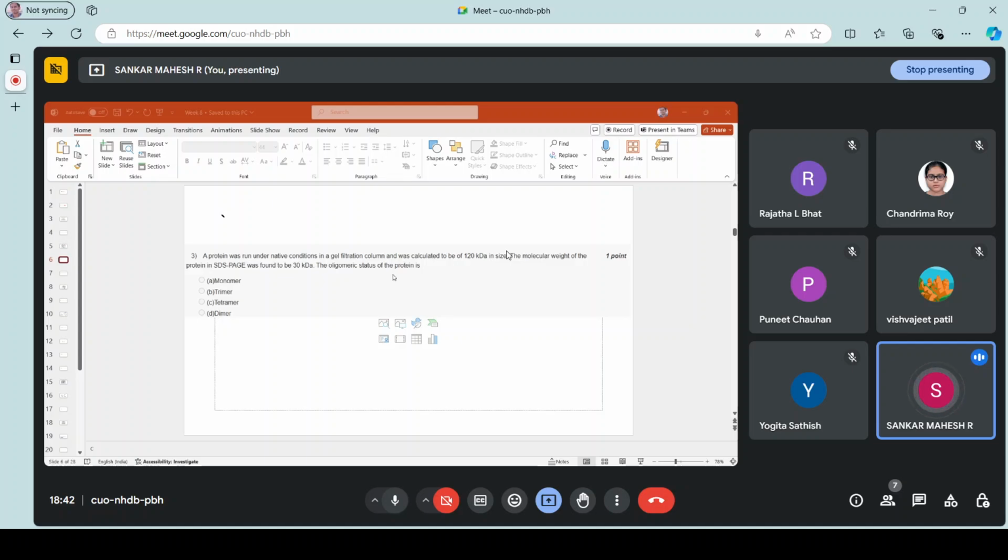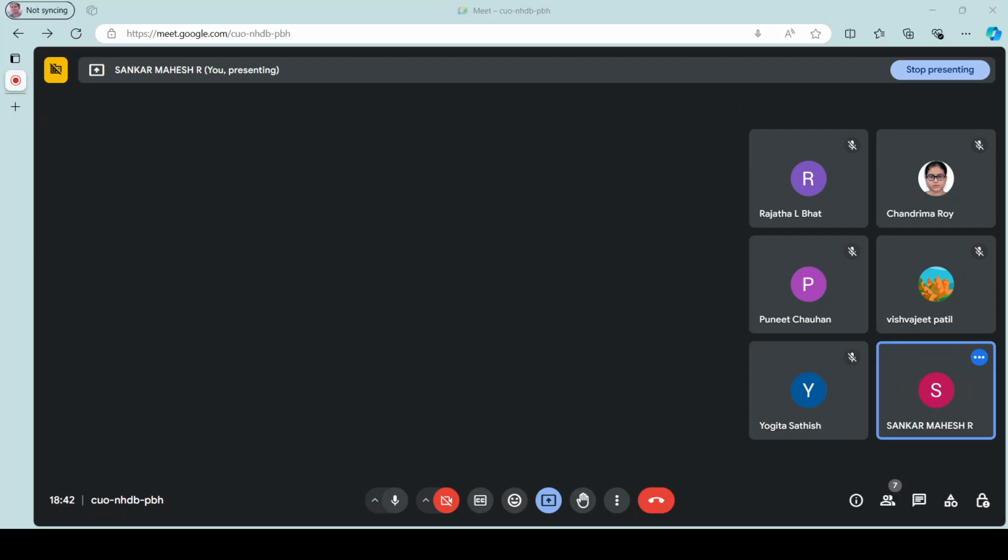So, what is the oligomeric status then? How do you get that? So we can divide the molecular weight in the native condition by the monomeric weight. Right. So if we divide, we will get the oligomeric status. That is why 120 by 30, that is 4, which is a tetramer. Right, good.